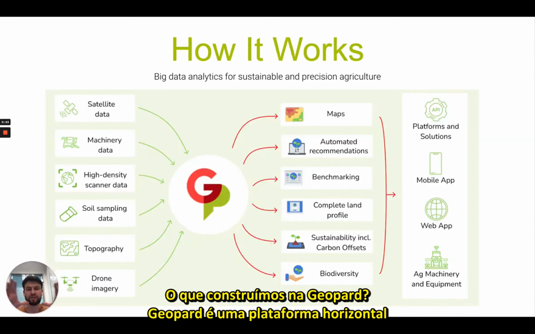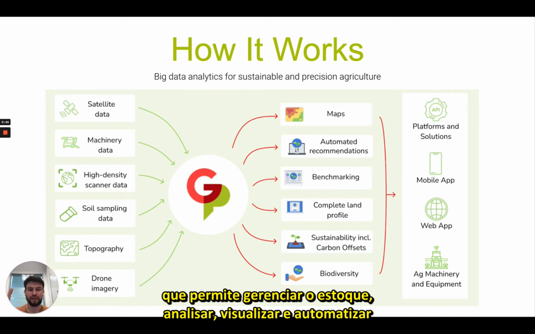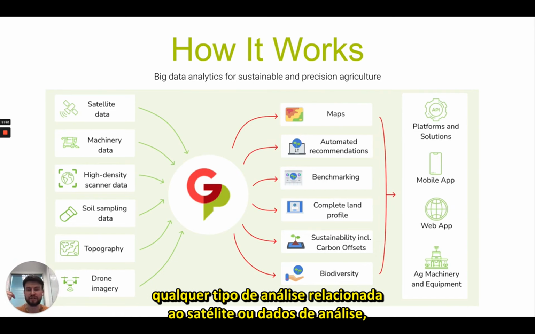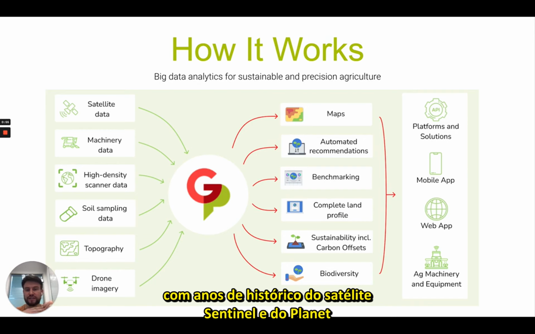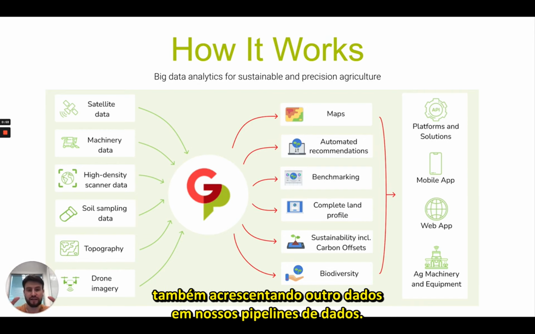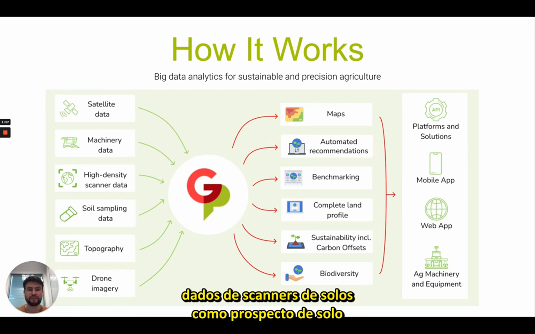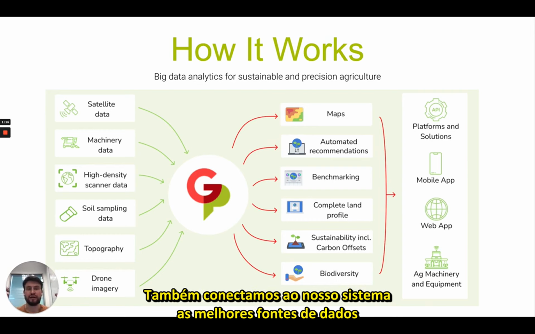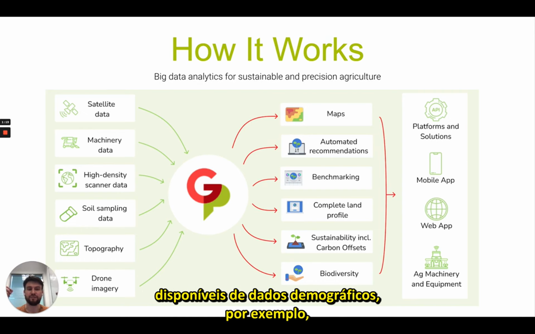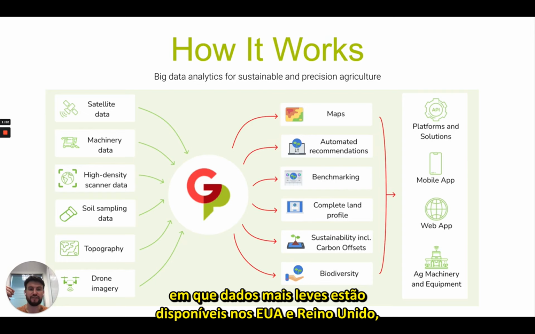What we built in Geopard? Geopard is a horizontal platform that allows to manage, store, analyze, visualize, and automate any kind of analytics related to satellite imagery. We analyze data 30 years history from Landsat, Sentinel, Planet, also adding radar data into our data pipelines. It is possible to connect and upload into the system yield data from soil scanners like Soil Optics, Geoprospectors, data from soil laboratory, agrochemical analysis. We also connected to our system the best available data sources of topography data, for example, where LiDAR data is available in United States, in United Kingdom, some other countries.